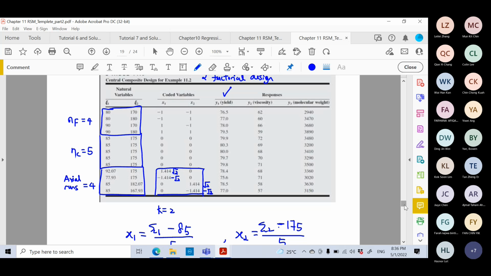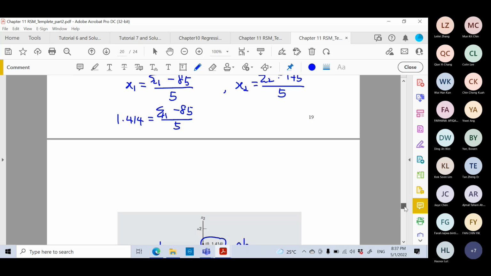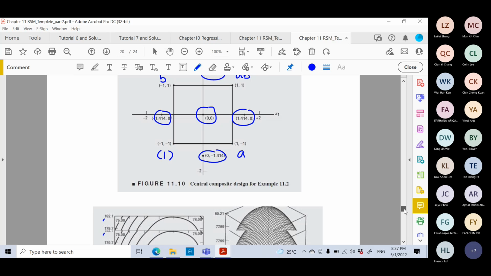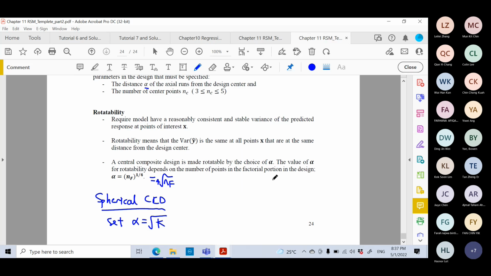There are many criteria. If you have a textbook, there are many criteria. Okay, I just show you two of them. One of them is using the following criteria. The second one is that the alpha will be equal to the square root of k. So this one is what you have seen in the example above. They are using alpha equal to square root of k. So k for the above case is k equal to 2. Therefore, square root of 2 is equal to 1.4. Of course they still have other criteria that can be considered to find the axial distance.